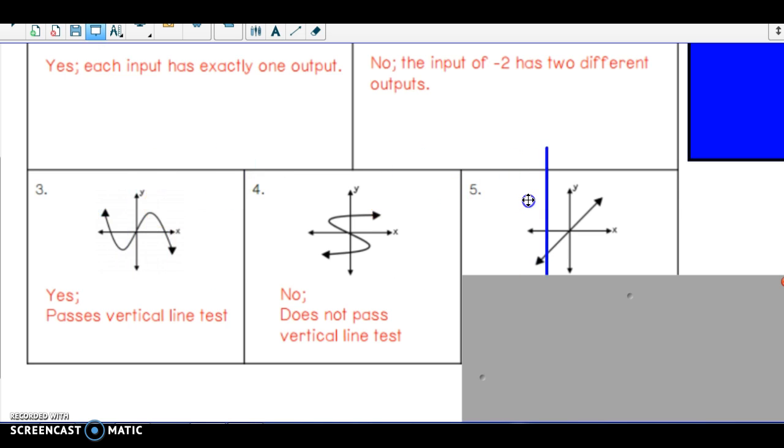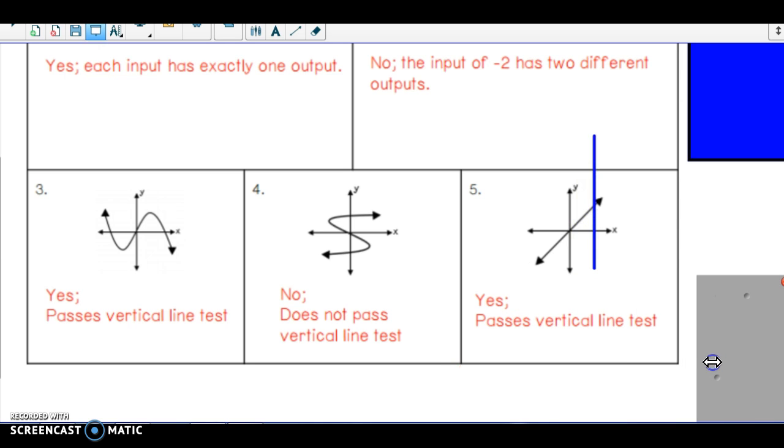For number 5, think about what you're seeing when you take this vertical line across. This linear equation going straight through the middle is only going to intersect the vertical line one point at a time. This is a function. It passes the vertical line test.